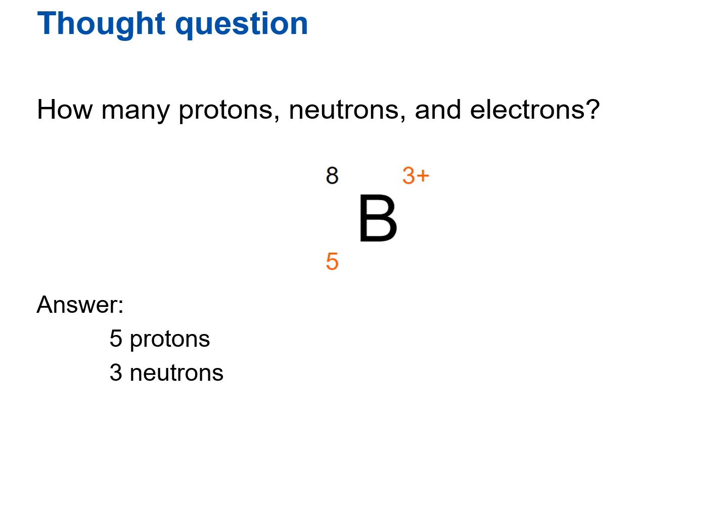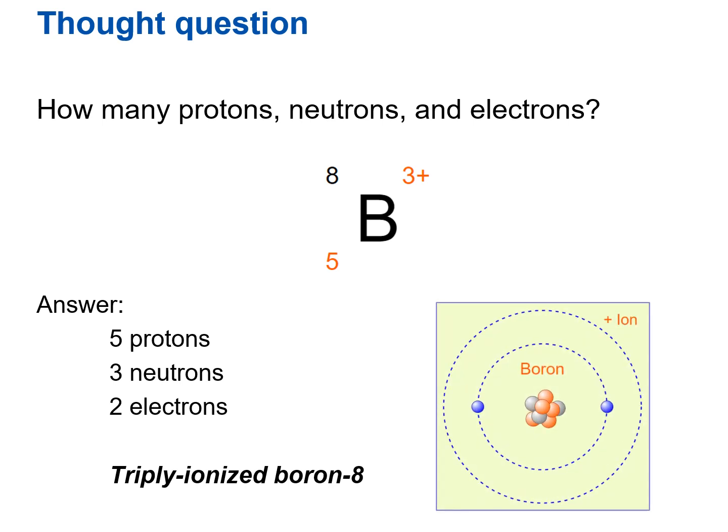And finally, how many electrons? You see that charge of +3, and you can think that means that 3 electrons have been stripped away from its neutral state. But what was its neutral state? Well, if it's neutral, it has 5 protons, so five electrons, but three have been taken away, so two electrons. And we identify this as triply ionized boron-8. There's a picture of it right there.